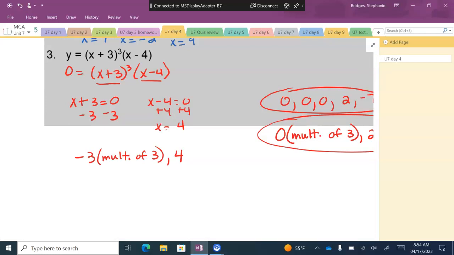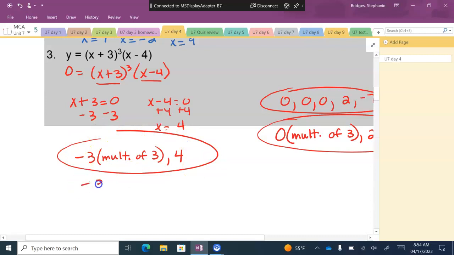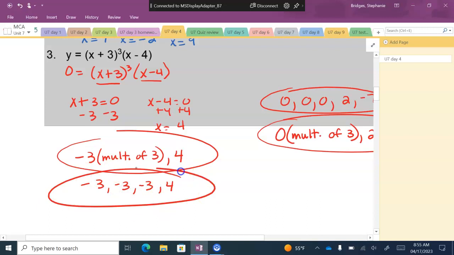Anybody have any questions? What did I forget? Or again, you could just write it -3 3 times, and then the 4 as well. And the order of your answers when you write your zeros doesn't matter, just as long as you have all the zeros. That's all that I'm looking for. Is everybody okay with that?